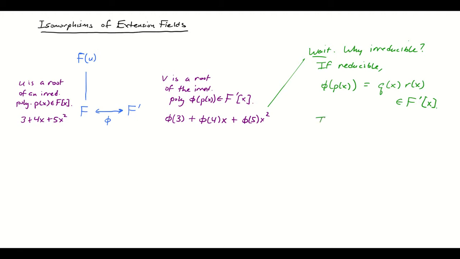Because I could then say the original p of x has to be equal to whatever I get by mapping q of x and r of x back through phi inverse. So phi inverse of q of x, phi inverse of r of x. Okay, and this would imply the original p of x is reducible, which is a contradiction.